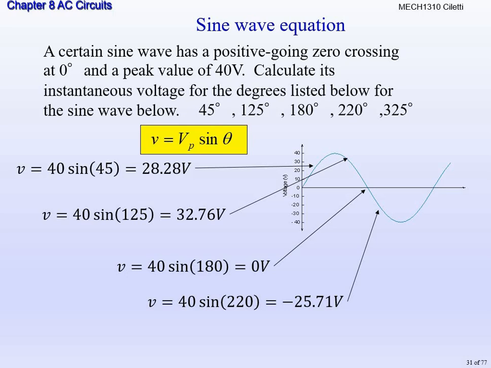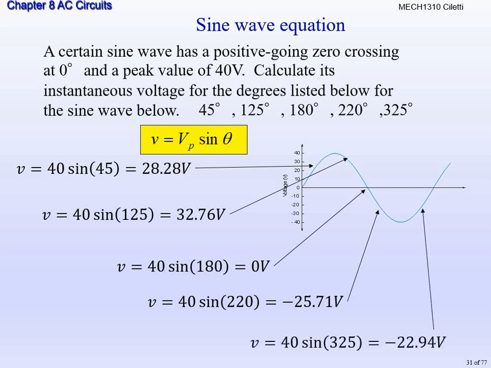So remember, you hear me say the argument of the trig value. The argument is what is in the parentheses. So the 45 is the argument. The 125 is the argument. Sine, the 180 is the argument. The 220 is the argument. That's our theta value, and that's the specific angle we're looking at.